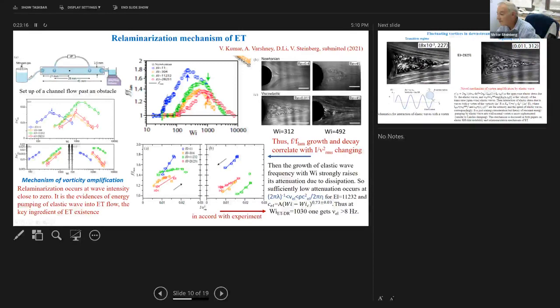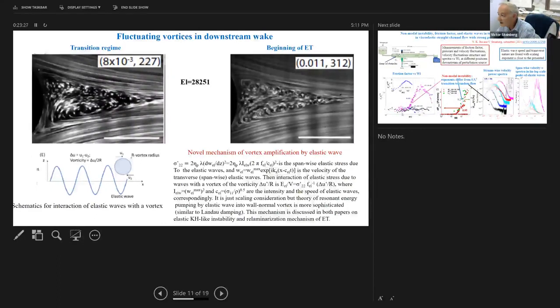But this experiment we didn't finish yet. It requires very high spatial resolution and very high frames per second of the camera, which we reached only recently. And that's only to show you this large vorticity, fluctuating vorticity, for the biggest elasticity, 28,000. And that's a transition regime. And here it's the beginning of the elastic turbulence regime. It's much more.